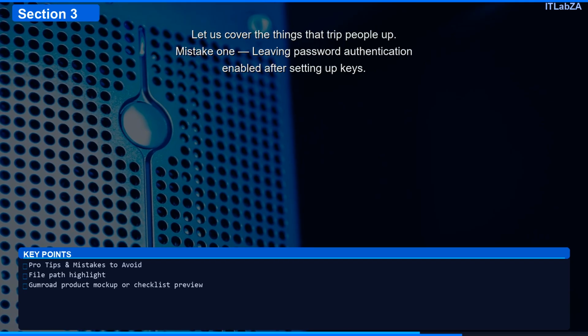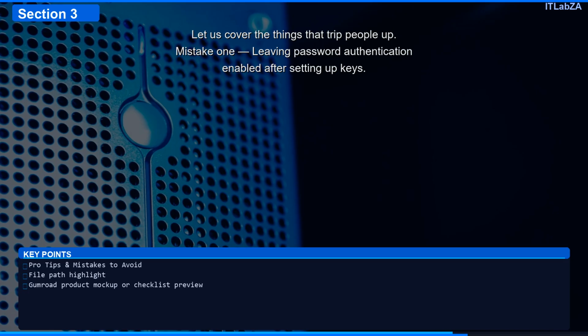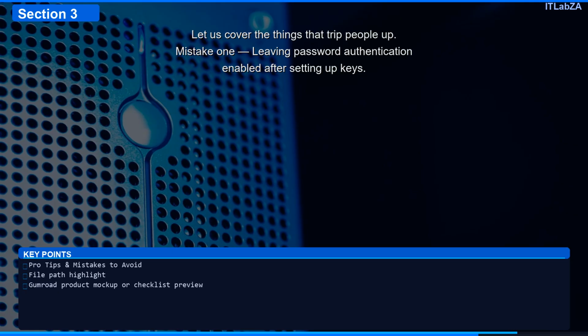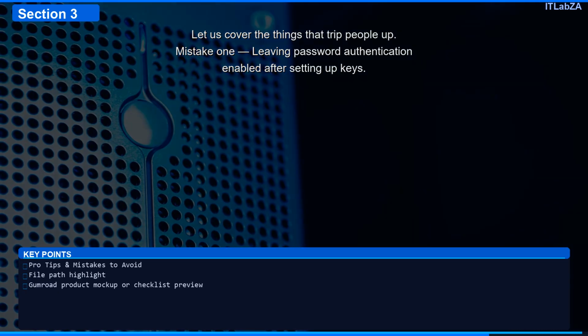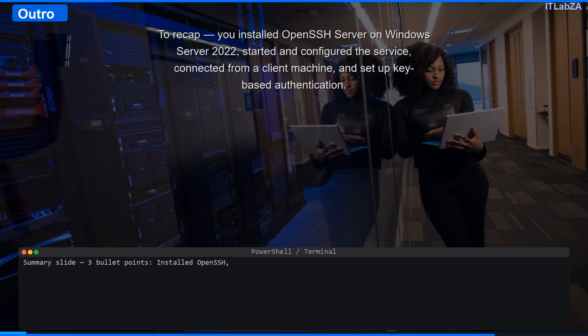Right. Let us build this. Step 1. Open PowerShell as administrator. Right-click the Start menu. Select Windows PowerShell and run it as administrator. Everything we do here requires elevated privileges.